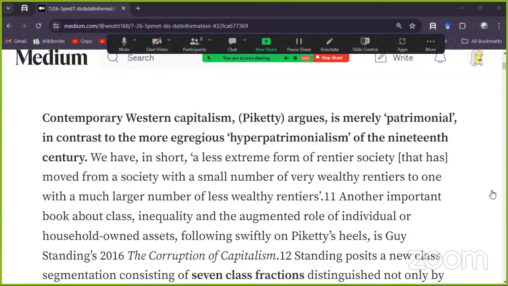In our little pod group, I'd like at some moment to start talking about the 674-page Capitalism in the 21st Century. Contemporary Western capitalism, Piketty argues, is merely patrimonial in contrast to the more egregious hyper-patrimonialism of the 19th century. We have, in short, a less extreme form of rentier society that has moved from a society with a small number of very wealthy rentiers to one with a much larger number of less wealthy rentiers.